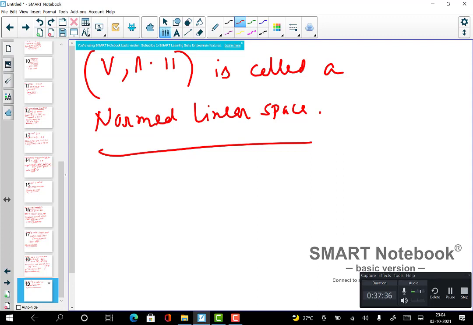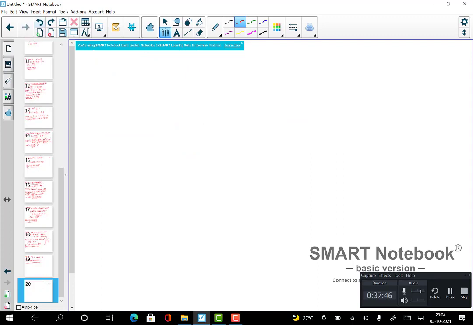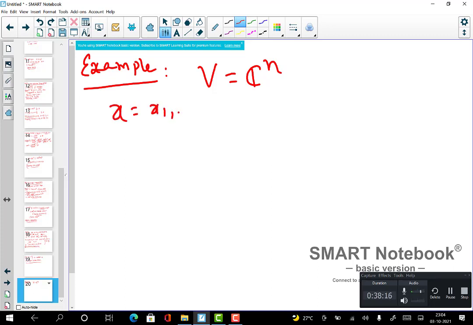Now let us give an example of how this kind of thing happens. So again, let me take the standard inner product that we have discussed. Let me take V equal to C^n. Last time I did it for R^n, right? A complex inner product space of dimension n, and I have vectors x equal to (x1, x2, ..., xn) and y equal to (y1, y2, ..., yn).